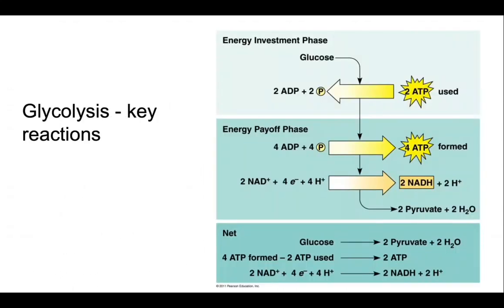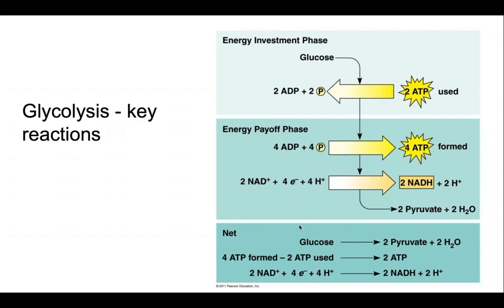So these are the key reactions in glycolysis. So we start out with this glucose here. This is your energy investment phase because you're going to take 2 ATP and put them in. So these phosphates are going to be removed and you're going to have 2 ADP produced. Next, we have the energy payoff phase. You're going to get 4 ATP back out of this. You're also going to move some electrons and get 2 NADHs out of this. So it's an energy payoff.